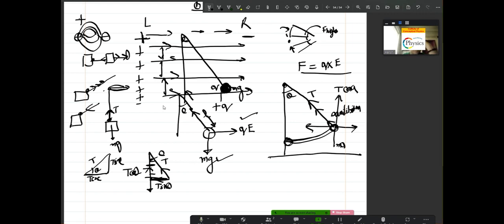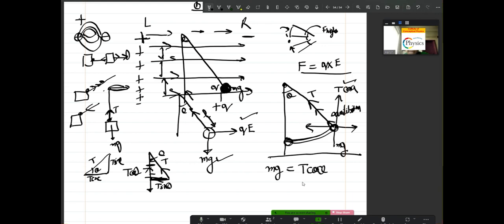Towards the left. Now tell me, the body is stationary as per the question. Can you see why the body is stationary in the y axis? Because mg is equal to T cos theta.